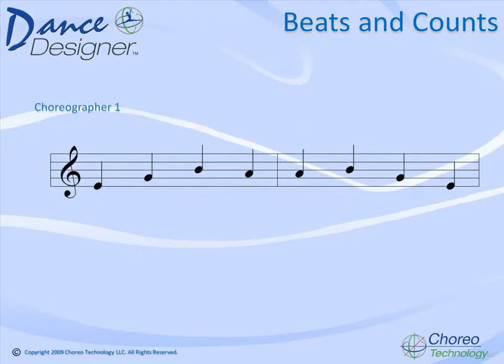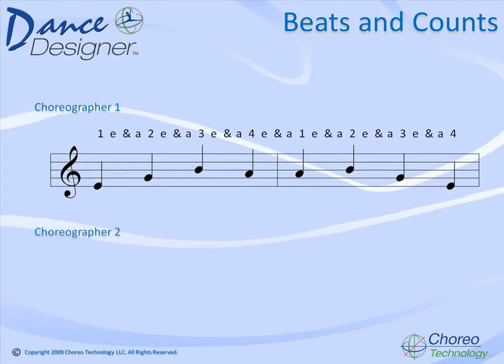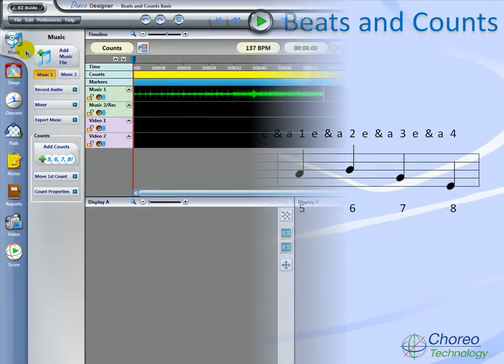For example, a tap choreographer may count a piece of music in phrases of 4 and count 1 E and a 2 E and a 3 E and a 4. A contemporary choreographer may count the same piece of music in phrases of 8 and count 1, 2, 3, 4. Now let's look at the program.